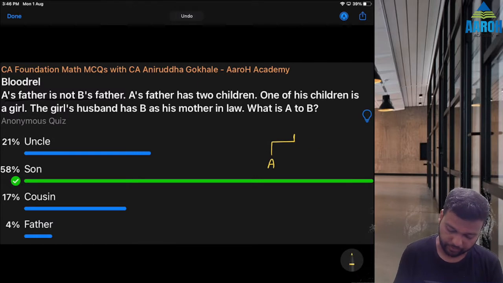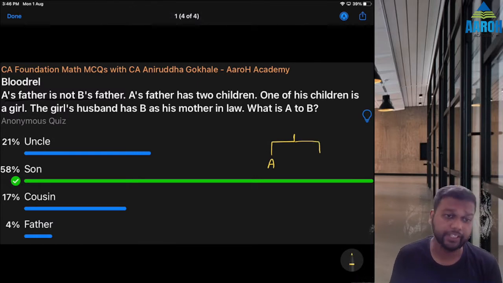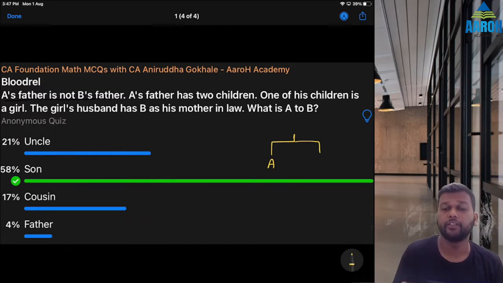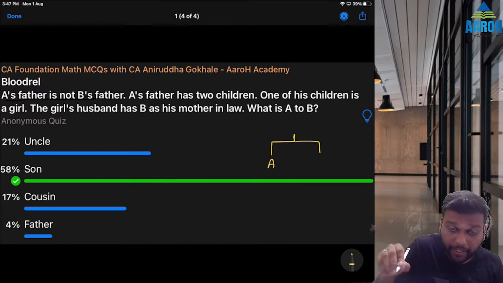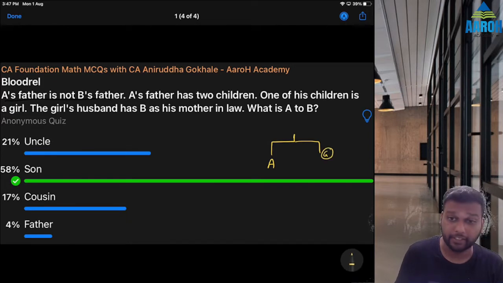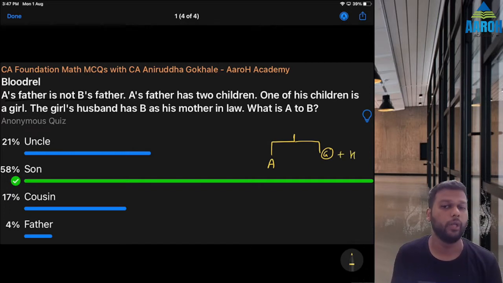One of his children is a girl. We don't know who is the girl. The girl's husband has B as his mother-in-law. Fine, let's assume that this one is the girl. Let's assume. Okay, so her husband has B as his mother-in-law.